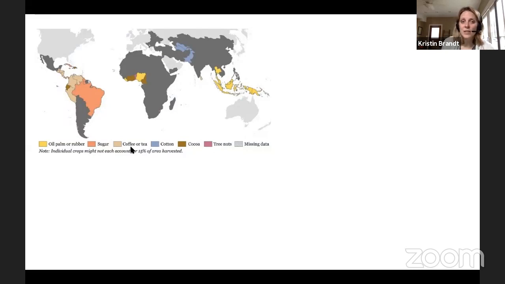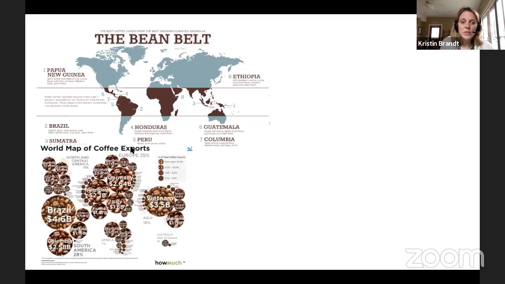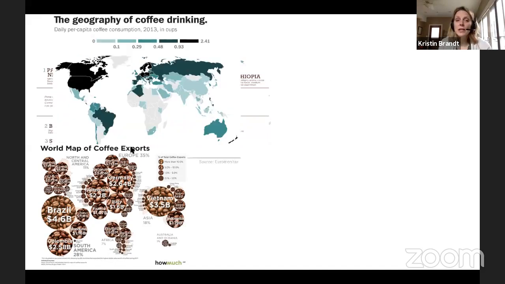And we know that a lot of these countries are struggling economically. Well, where are they located? Let's look at it from a different angle here, that bean belt. Let's just look at coffee for a second, right through the tropics. Brazil, one of the leading exporters, Vietnam, Colombia, but who's consuming it? Take a look at this.